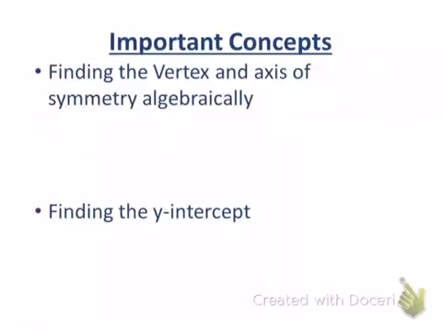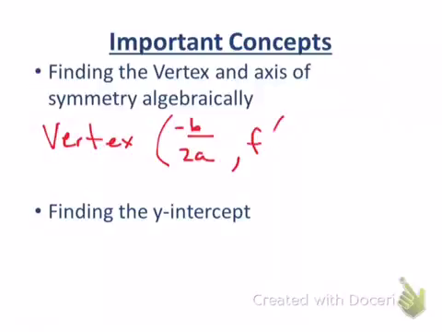What we want to do is find it algebraically today. Here's the formula. The vertex of a parabola has an x-coordinate that is always negative b over 2a. The y-coordinate is the function evaluated at that point. So you plug that x value into the function in place of x, and what comes out is the y value of the vertex.